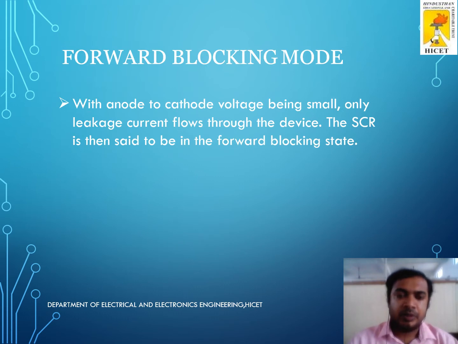Forward blocking mode. We already know that the SCR operates in three modes: forward blocking mode, forward conduction mode and reverse blocking mode. In forward blocking mode, we give a forward anode to cathode voltage, but the value is very small. As a result, a very small amount of current flows through the device, which is not equal to the latching current, so the SCR does not go to the conducting state. In this mode, the SCR will be in the off state. You cannot use the SCR for conduction.